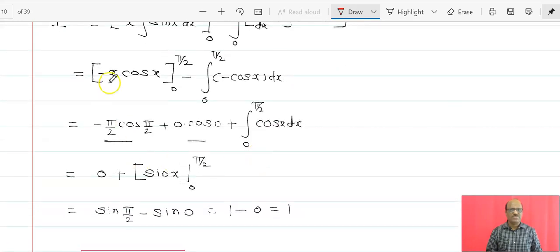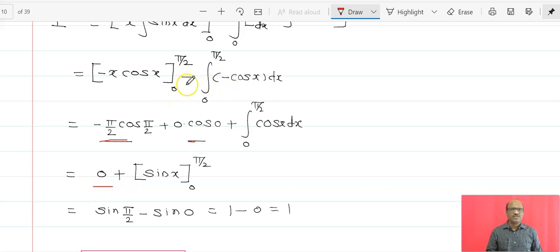And that's why here is minus pi by 2 cos of pi by 2 plus, that is upper limit minus lower limit, minus pi by 2 cos of pi by 2. What about the lower limit 0? Minus will become plus. Plus 0 cos of 0. The cos of 0 is 1, but the 0 into this will become 0. Cos of pi by 2 will be 0. 0 into minus pi by 2 will be 0. Therefore, this whole will become 0 here.